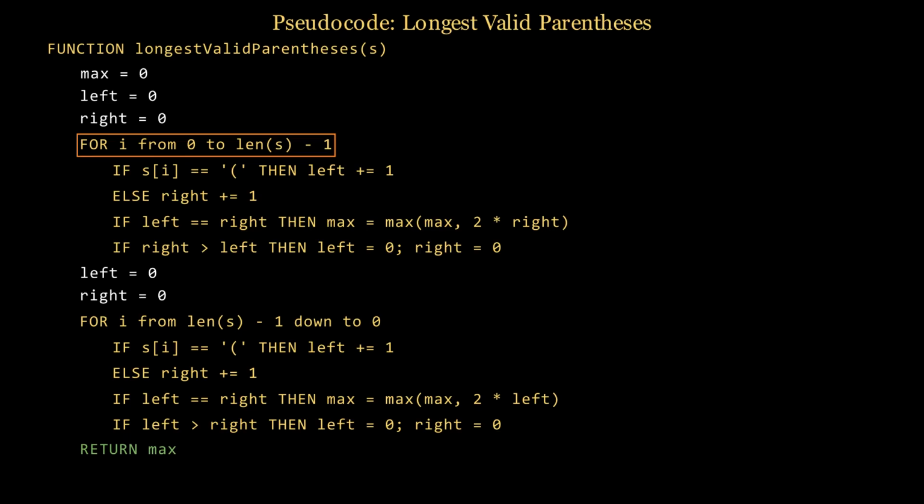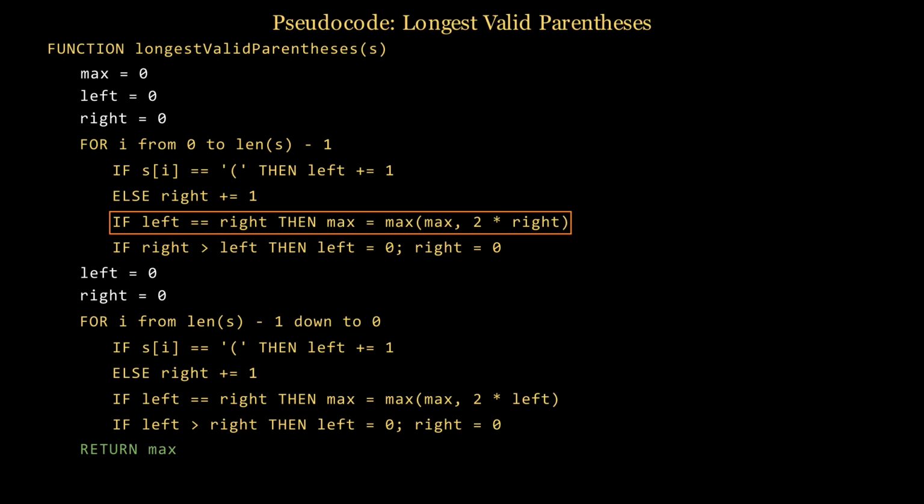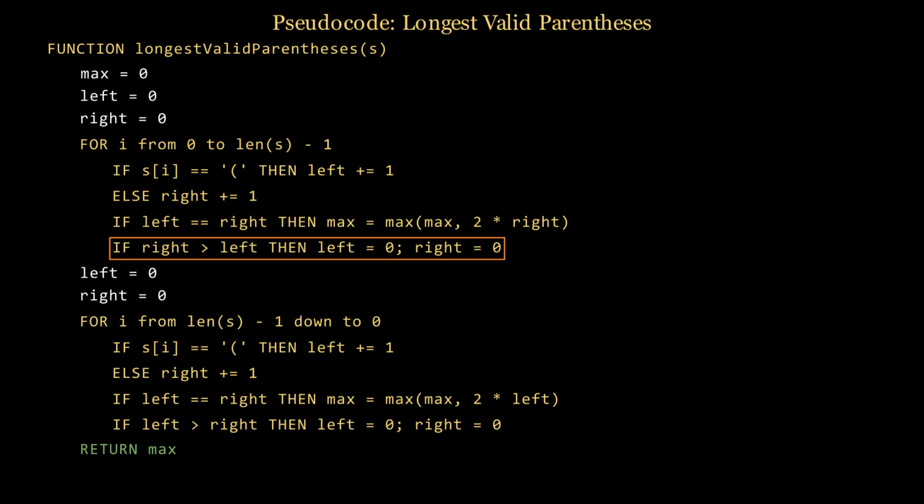Forward pass, loop i from 0 through len of s minus 1. If the current character is an open parenthesis, increment left. Otherwise increment right for a closing parenthesis. If left equals right, update max with twice right. If right exceeds left, reset both counters to 0. Clear left again before the backward pass. Clear right again before the backward pass.